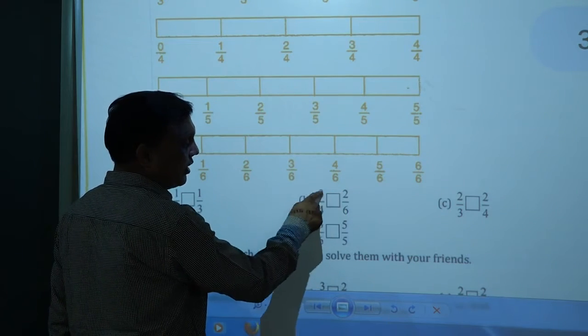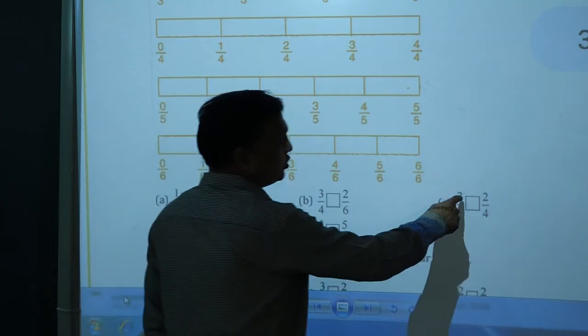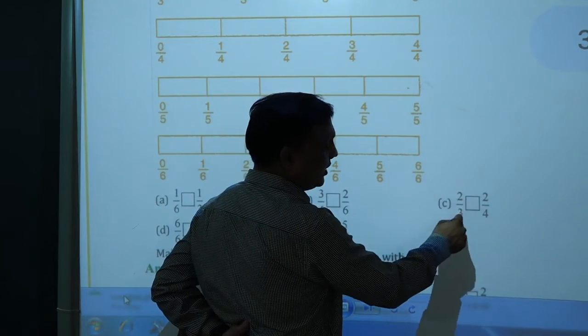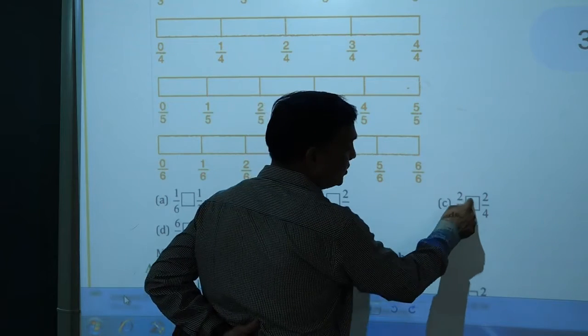18 is greater. So 3 upon 4 is the greater. Now 2 upon 3 and 2 upon 4. Both the denominators are different. 4 2s are 8, 3 2s are 6. 8 is greater. So 2 upon 3 is the greater.